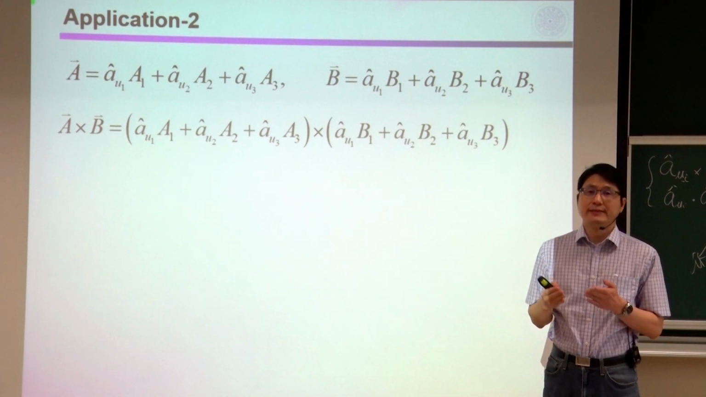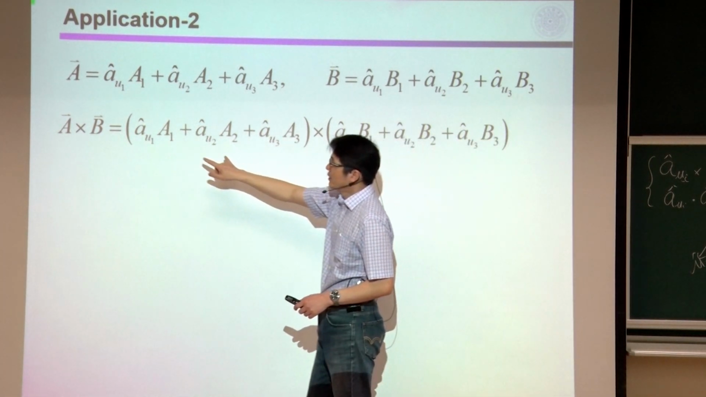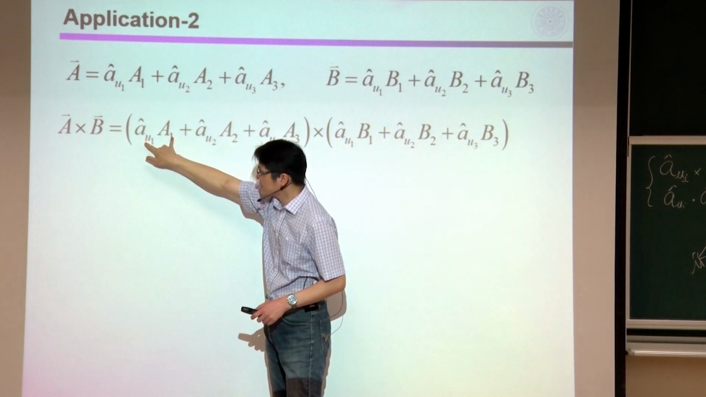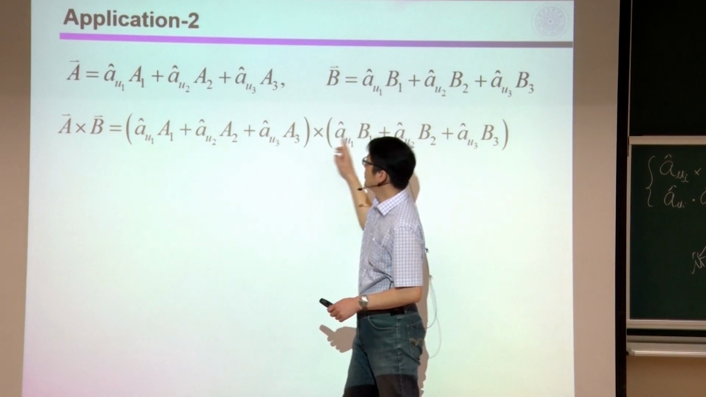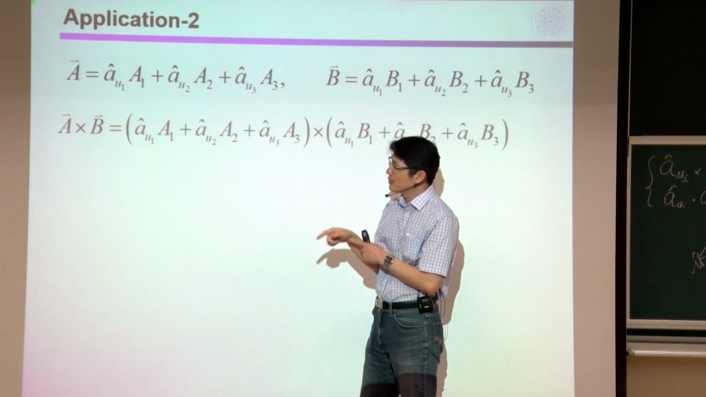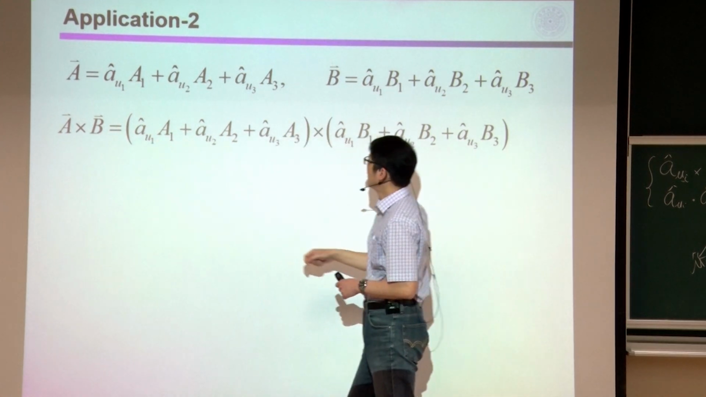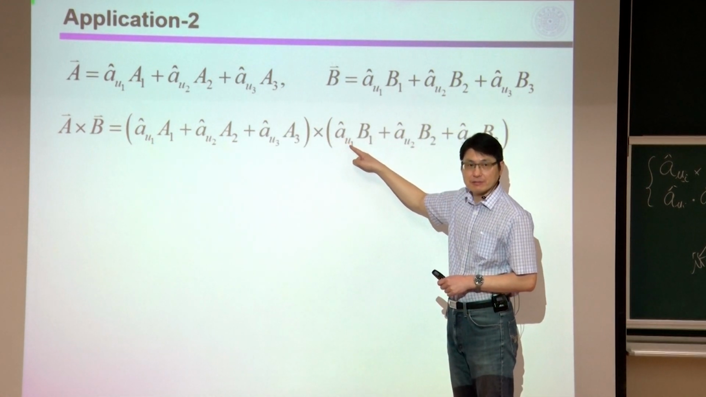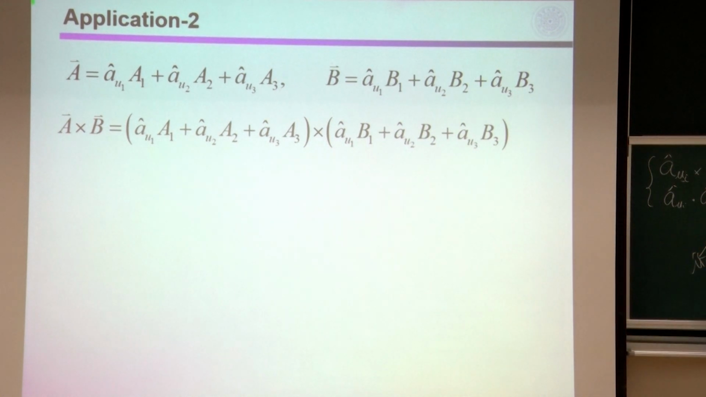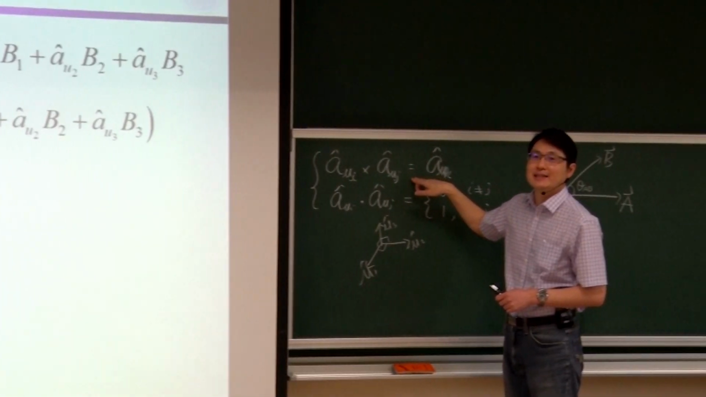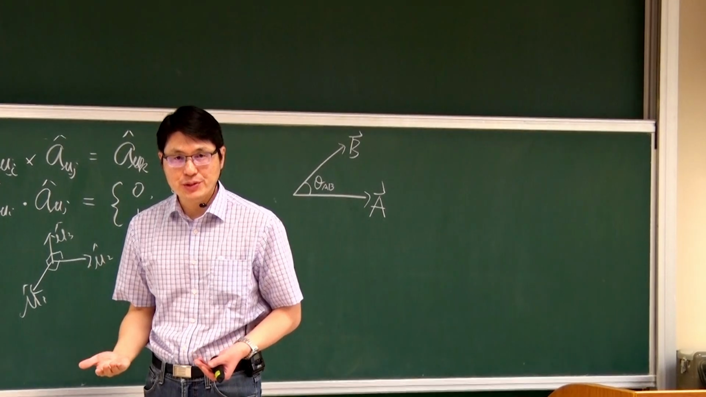So now you make the product. Ideally, again, you would have 9 terms. But now, let's look at the first term. A1 is making a cross product with B1. But if you remember, A1 and B1 are in the same direction. So by definition, U1, the first unit vector, making a cross product to itself must be 0. Because by definition, if you make a cross product with yourself, then you would have 0.